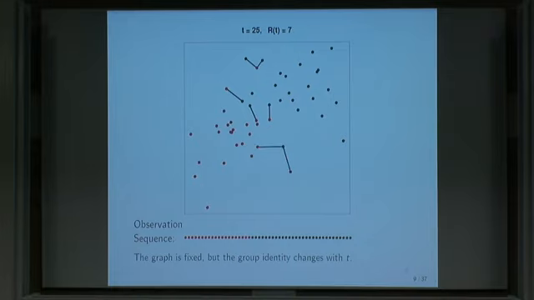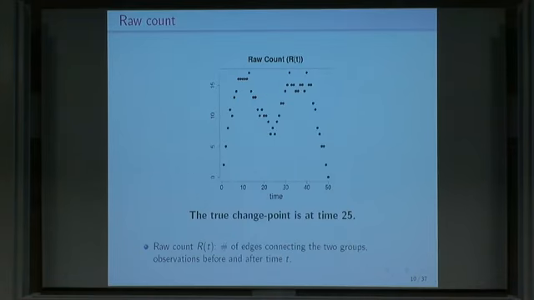And remember that time 25 is the true change point. And we see that there are only 1, 2, 3, 4, 5, 6, 7 edges connecting between these two groups. So this is relatively small, because now both groups have 25 observations. And we continue to do this for every time. And this is what we get.